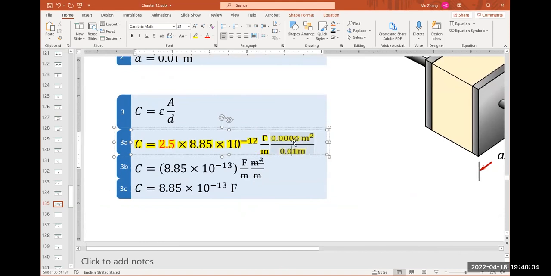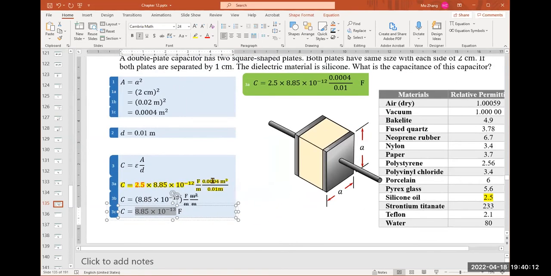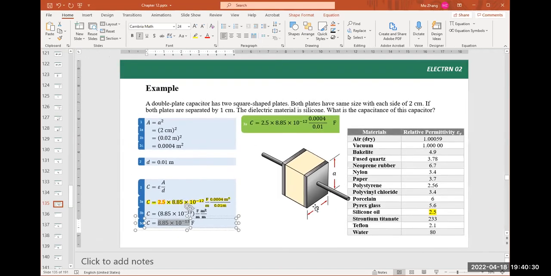So I entered this into the calculator. This is the number we got: 8.85 times 10 to the negative 13 farad, a very small capacitance. Small capacitance doesn't mean it's useless. It's very useful, used for many things. Any questions on this example?